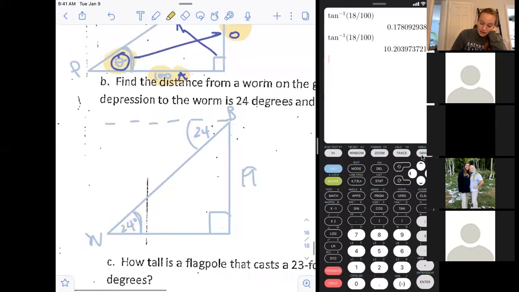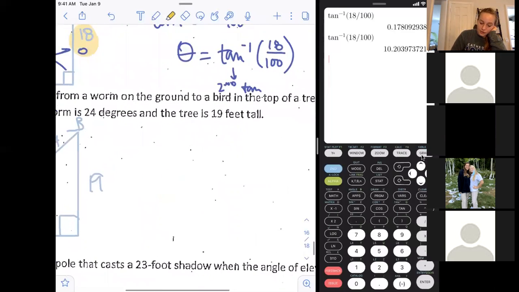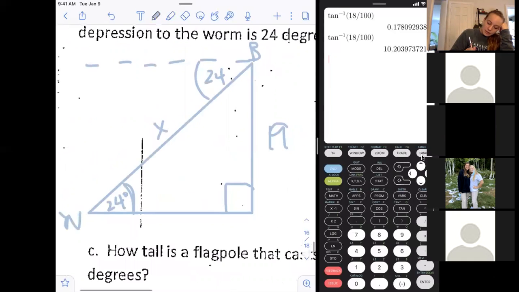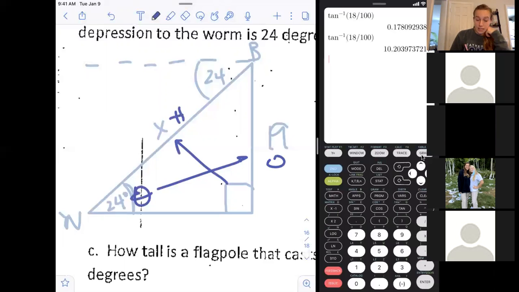All right, and then it says find the distance from a worm to the bird. So the distance we actually want to find here is this one, from the worm to the bird. I want this diagonal distance, not a horizontal or a vertical one. I want the slanted distance from the worm to the bird. So now we got to label our sides to figure out which trig function we're using. I've got my angle. My opposite is 19. My hypotenuse is X, which I want. And my adjacent, we don't have anything there. So I don't want anything with my adjacent. So I have angle, opposite, and hypotenuse, which means that we are doing sine.